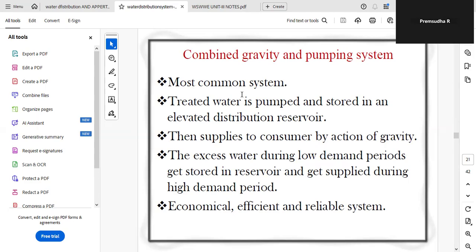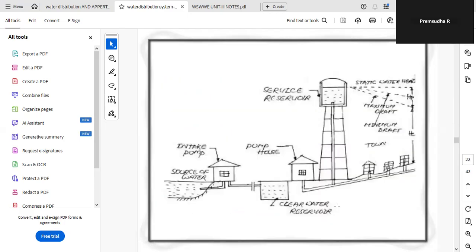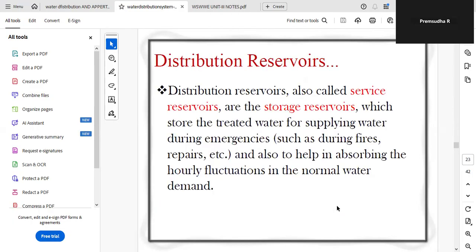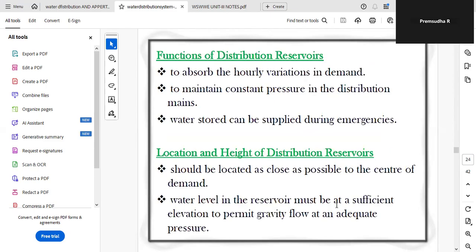Combined gravity and pumping system: the most common system. Treated water is pumped and stored in an elevated distribution reservoir. Then it is supplied to the consumer by the action of gravity. The excess water during low demand periods gets stored in the reservoir and gets supplied during high demand period. So it is an economical, efficient, and reliable system. So this is the combined gravity and pumping system. With this, I'll stop.